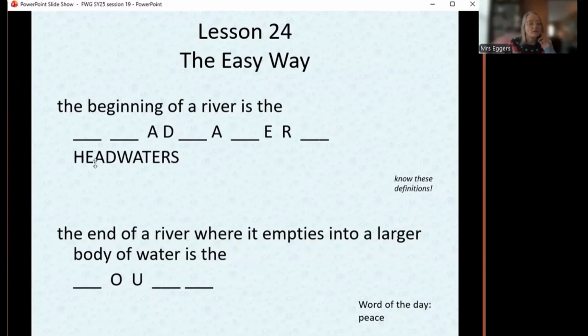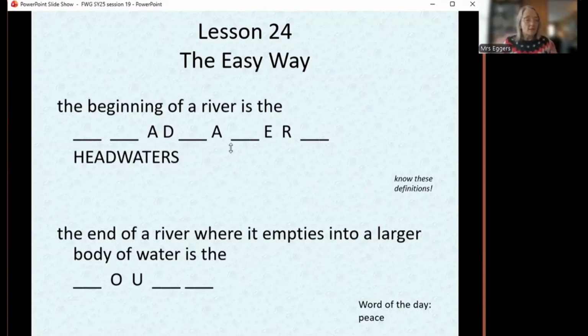Headwaters. See? So on the note guide, what is the beginning of a river called? Headwaters. Do you know what else it could be called? Also, the source. Sometimes you'll read a book that calls it the source of the river. But our book uses headwaters.